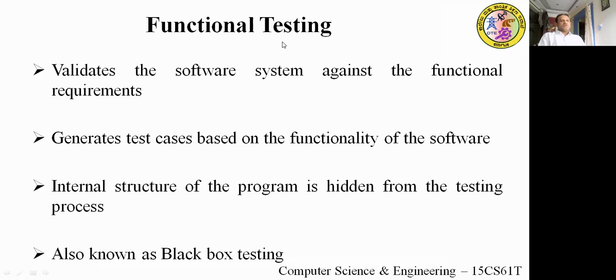So go through this slide, somebody. Functional testing validates the software system against the functional requirements, generates test cases based on the functionality of the software. The internal structure of the program is hidden from the testing process, also known as black box testing. So the test engineers need to enter the data and test the program. That's fine. That is what we call functional testing.